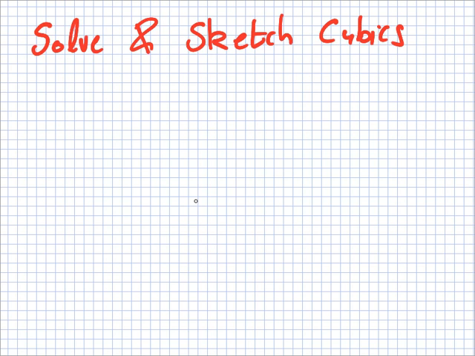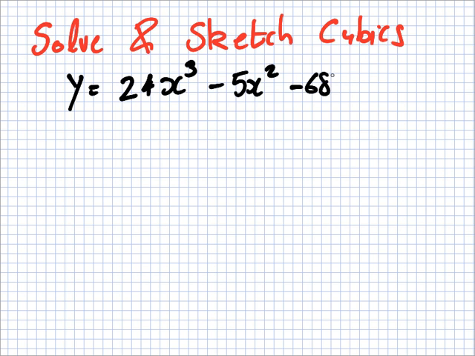We'll do S first. Let's have a look at that. So y equals 24x cubed minus 5x squared minus 68x minus 36. And what I'm looking to do here is to sketch it, which also means to solve it, because I need to figure out where it crosses the x and the y axis. Okay.